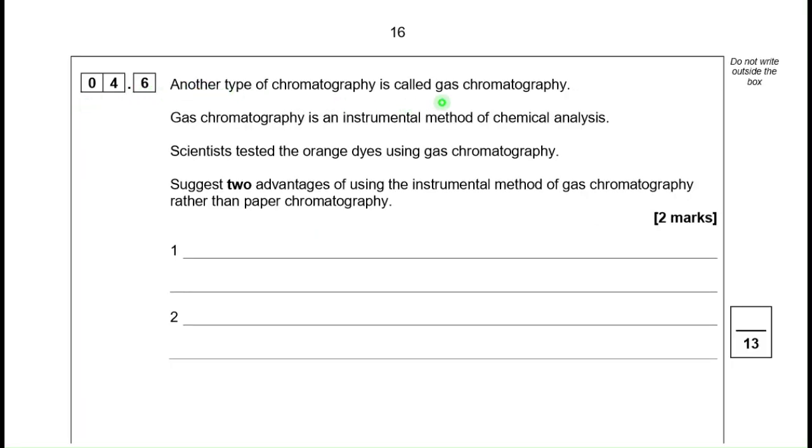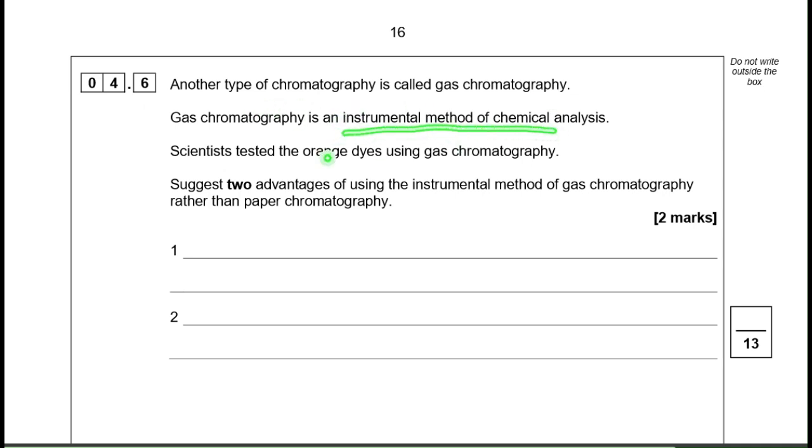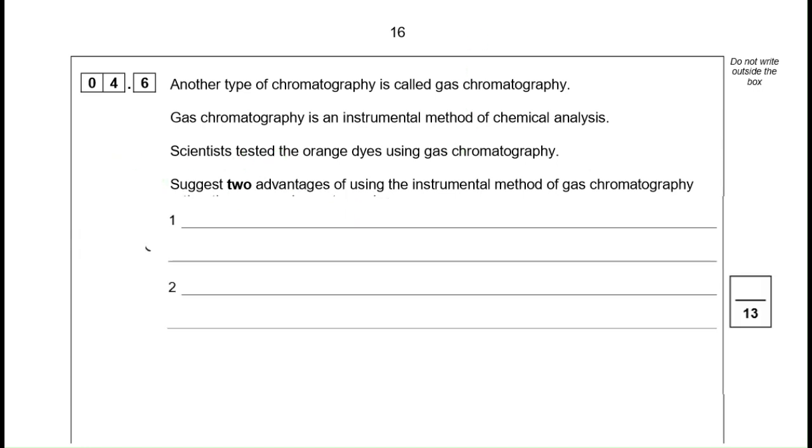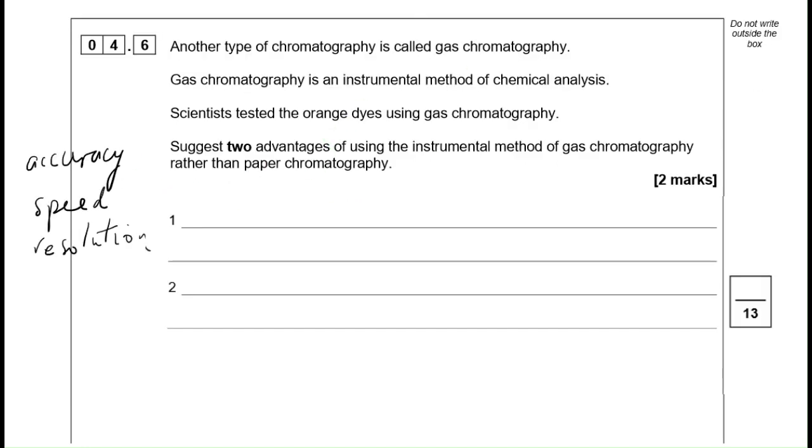Another type of chromatography is called gas chromatography. Gas chromatography is an instrumental method of chemical analysis. Scientists tested the orange dyes using gas chromatography. Suggest 2 advantages of using the instrumental method of gas chromatography rather than paper chromatography. This is for 2 marks. This is a generic question and it comes up all the time.